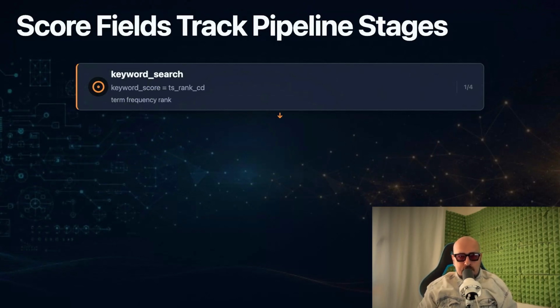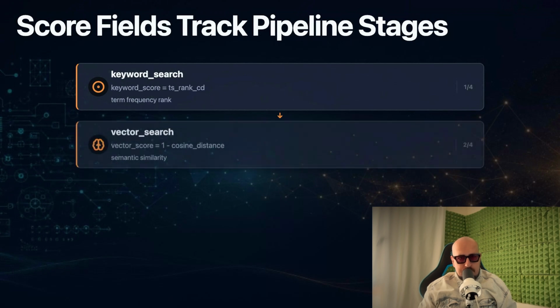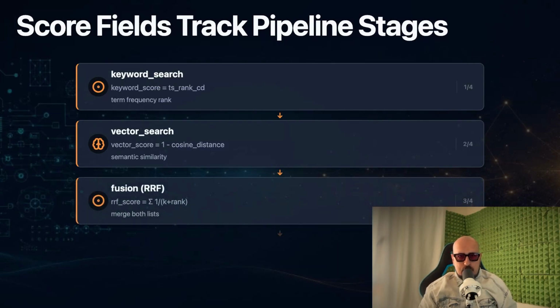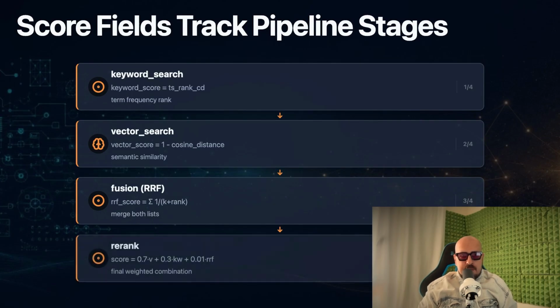Vector score holds the cosine similarity from vector search, and keyword score holds the term frequency rank from full text search. RRF score holds the reciprocal rank fusion score after merging the 2 lists. As chunks move through keyword search, vector search, fusion, and rerank, we update the relevant score fields so we can see which signal contributes what.